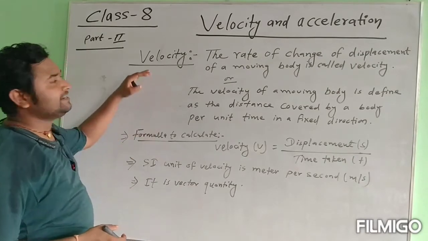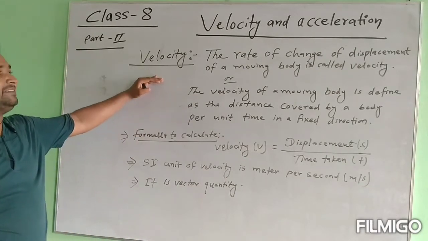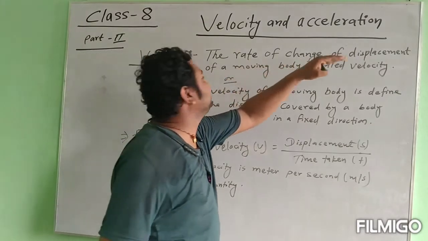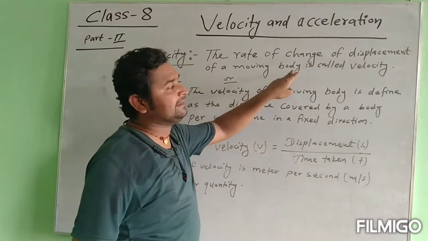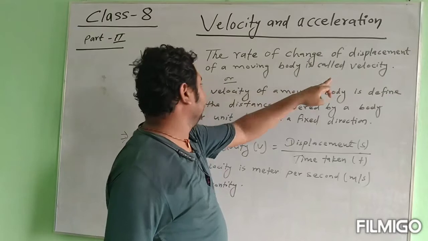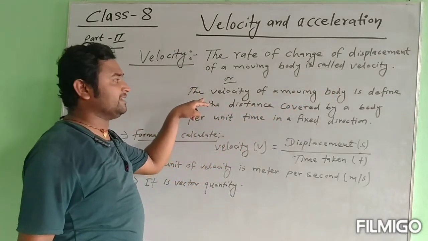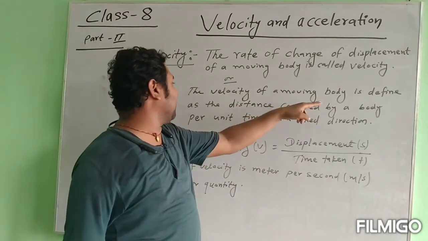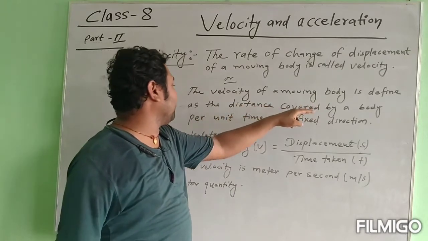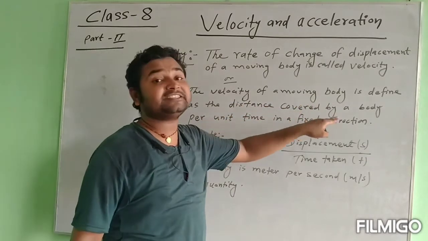Okay. Now let's talk about the velocity. What is the velocity? The rate of change in displacement of a moving body, that is called what? Velocity. We can generally define the velocity of a moving body as the distance covered by a body for a unit time in a fixed direction.